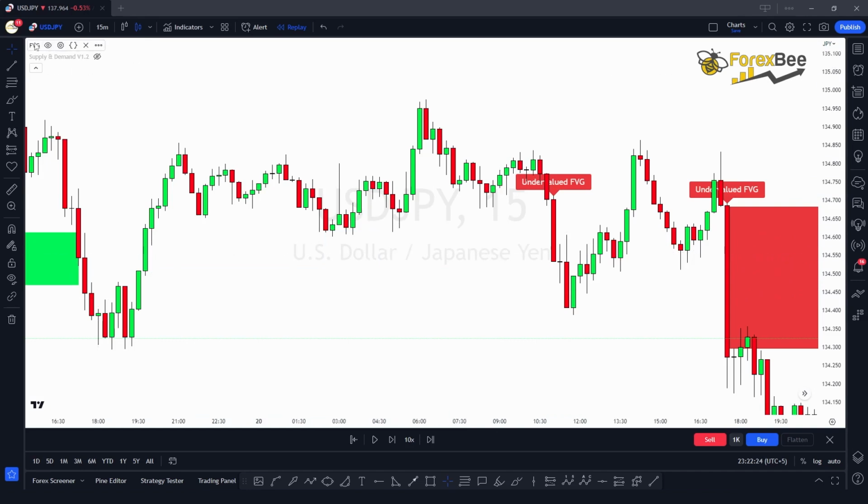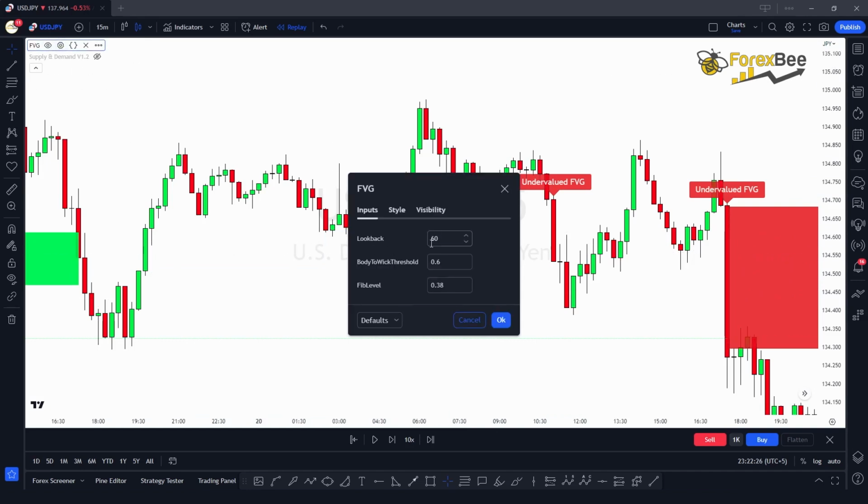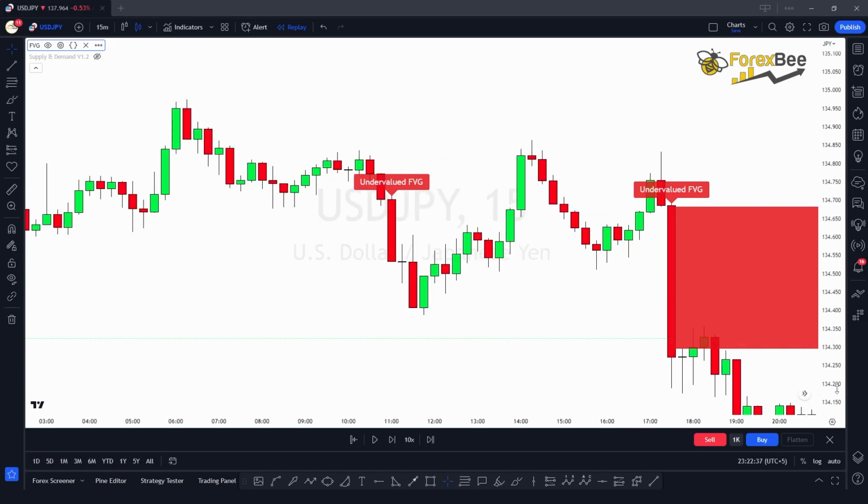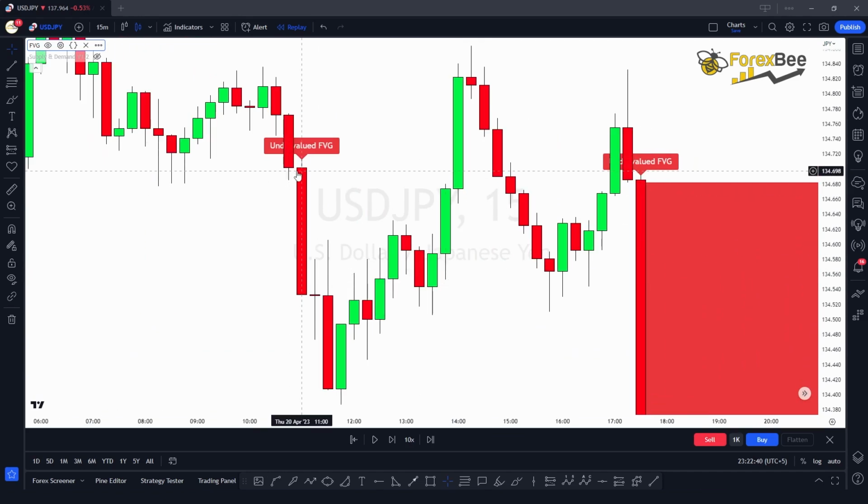So the first filter is we want to check the look back period, and by default I have set it to 60 because at this setting I have found it to be working very well. The next thing is the body to wick ratio threshold, and this threshold is very important because it looks for the body to wick ratio of the candle.